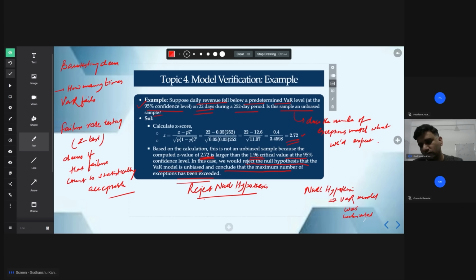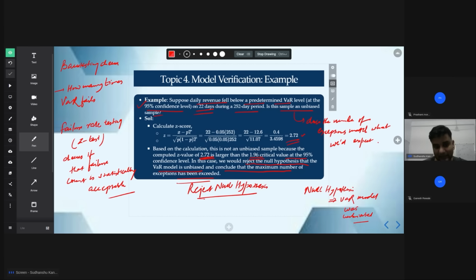See, we have to prove something biased now, so we'll always take null as unbiased, right? So we reject the null hypothesis that the VaR model is unbiased, and once we do that, we conclude that the maximum number of exceptions has been exceeded. Overall, what you can see from this question is that the confidence level is given to you as 95%, which gives you p equal to 0.05.